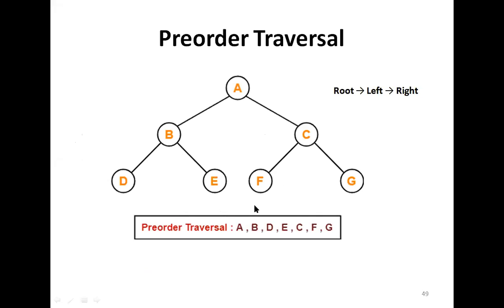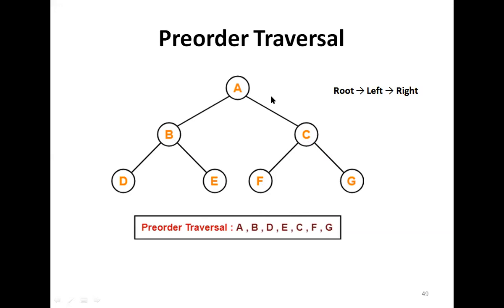Let us take one example. This is a binary tree. This is root node A, and B is the left child of A, C is the right child of A. Similarly, B has two children: D is the left child of B, and E is the right child of B. And on this side, F is the left child of C, and G is the right child of C.